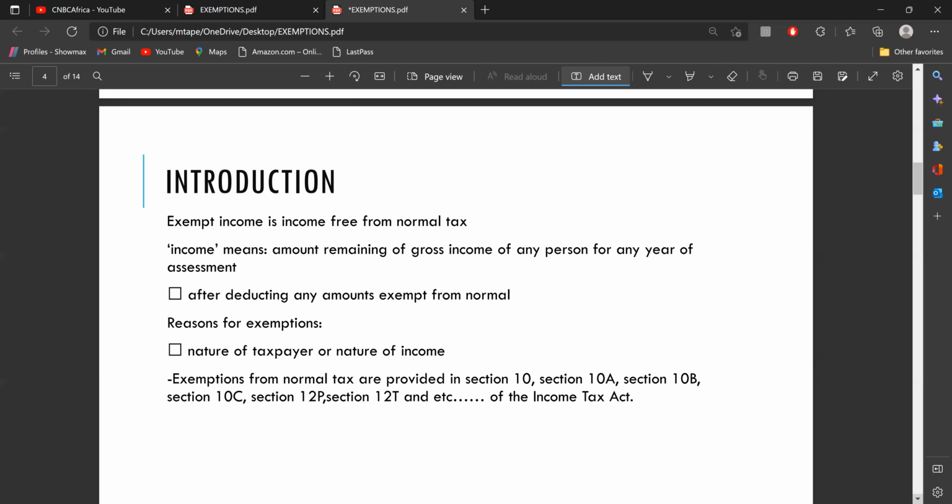Exemptions from normal tax are provided in Section 10 of the Income Tax Act. I am going to be touching on Section 10, Section 10A, 10B, 10C, 12P, and Section 12T of the Income Tax Act.